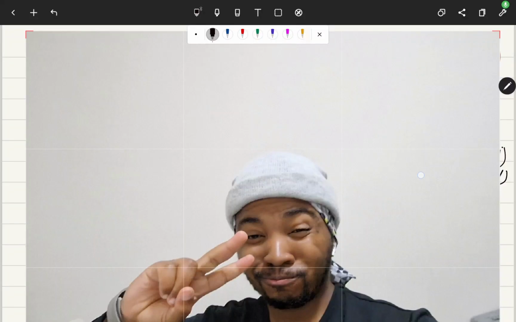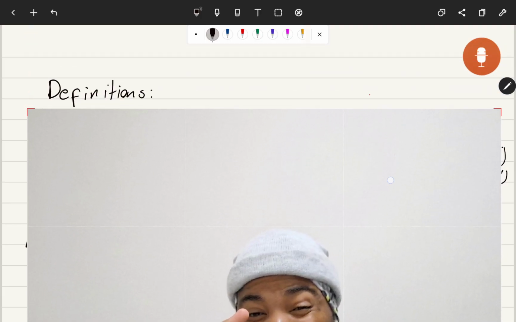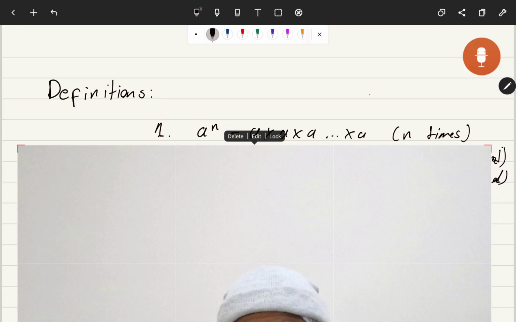Yo guys, this is the first video for exponents and sets, and the first section that we are doing is laws of exponents. I thought maybe just to do a refresher. I'm not going to go through the laws, but just a refresher.